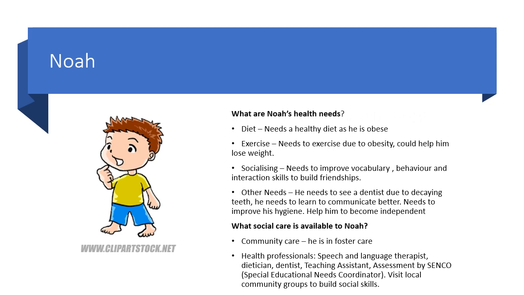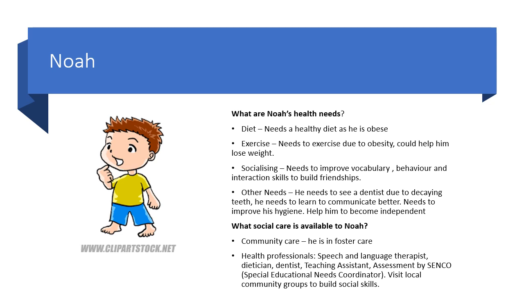So you will see on the next slide, Noah's health needs are his diet. He needs a healthy diet. As he is overweight, he is obese, so he actually needs a healthy diet to sort that out. He needs exercise due to his obesity, so this could help him lose weight if he's getting more exercise. Socialising: he needs to improve his vocabulary, his behaviour and interaction skills to build friendships. And other needs: he needs to see a dentist due to decaying teeth. He needs to learn to communicate better and he needs to improve his hygiene, which will help him to become independent.